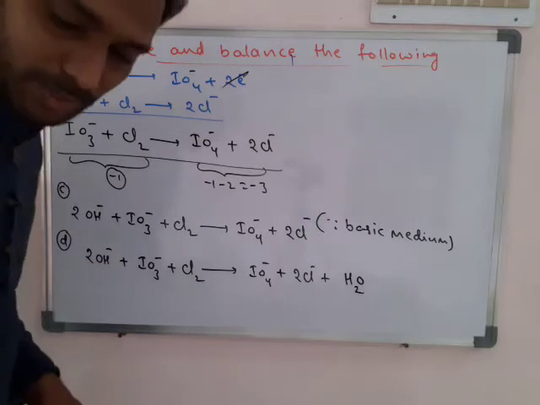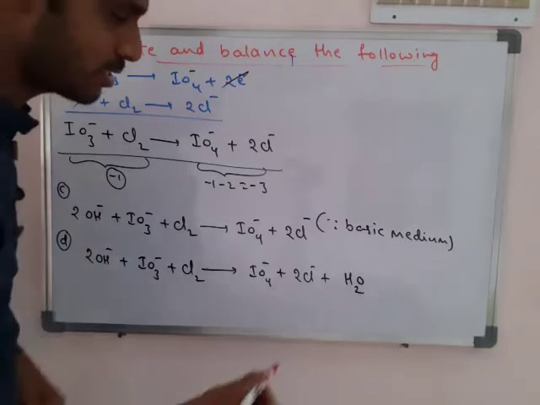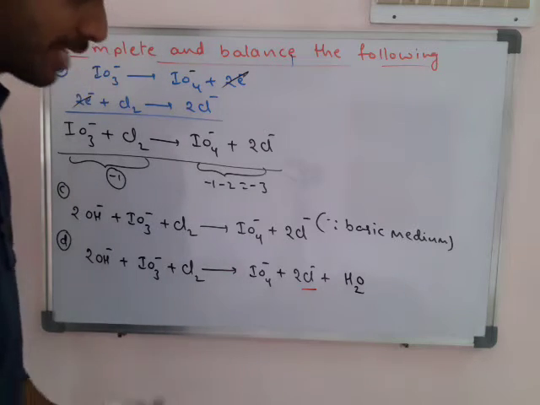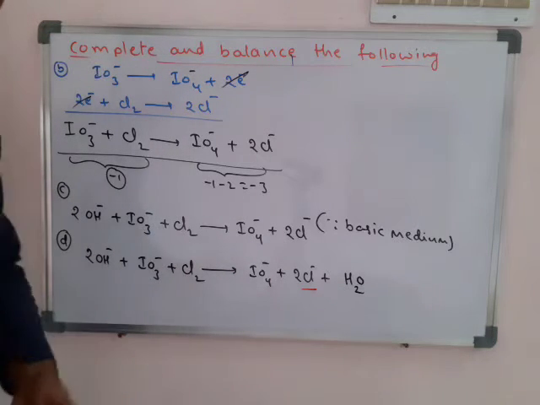So what is the question mark? The main product in that, what is the answer? That product is Cl minus, and this is the balanced equation.